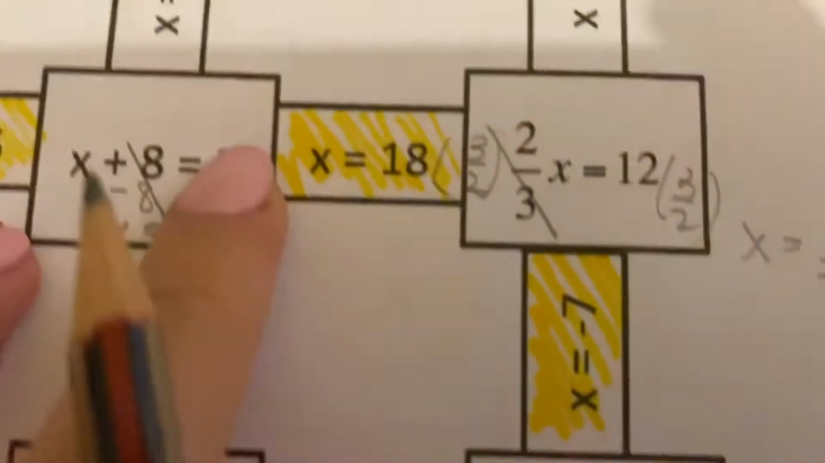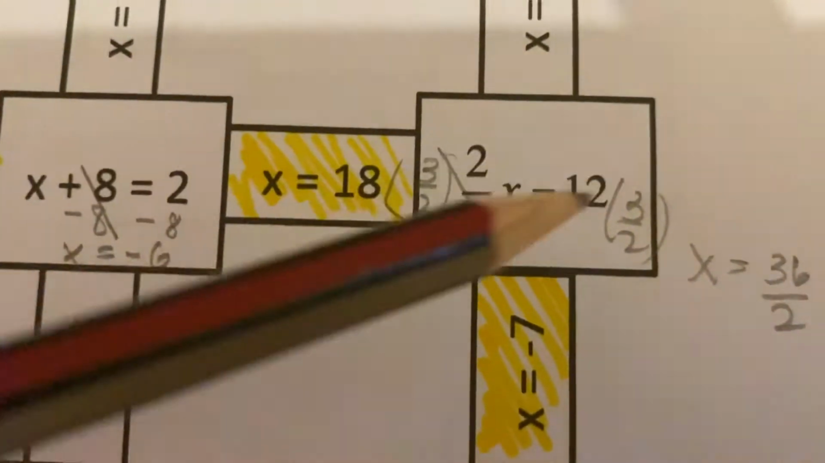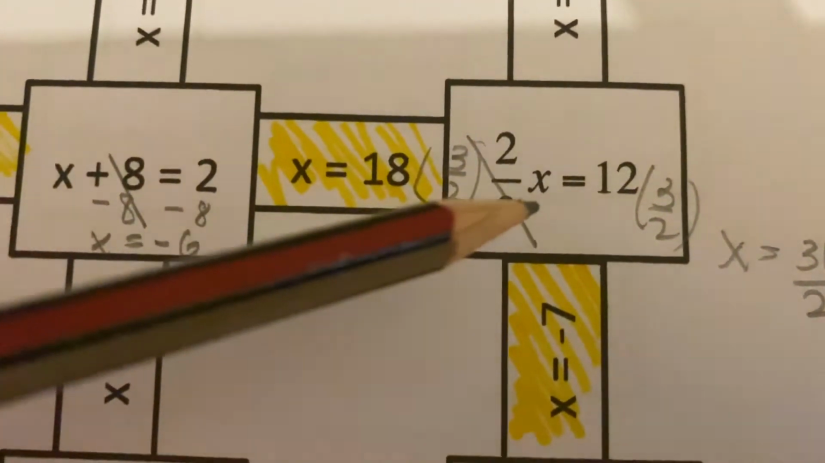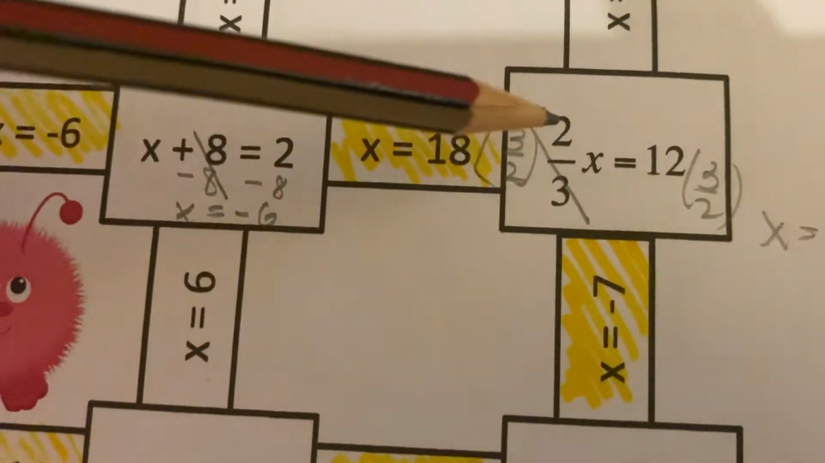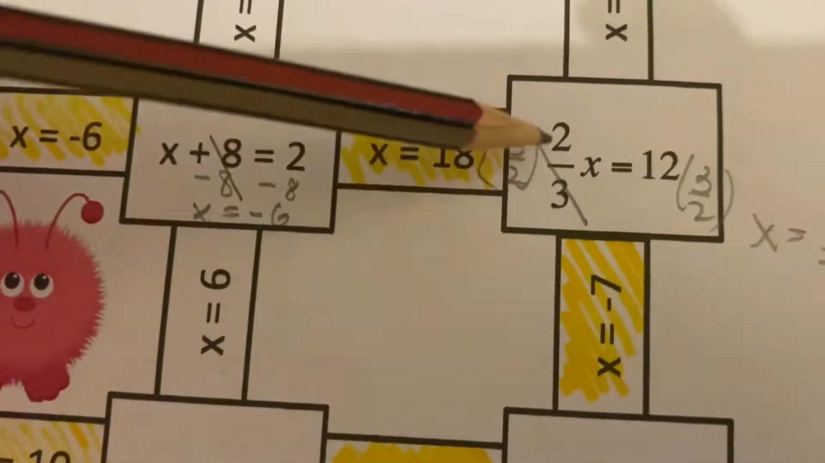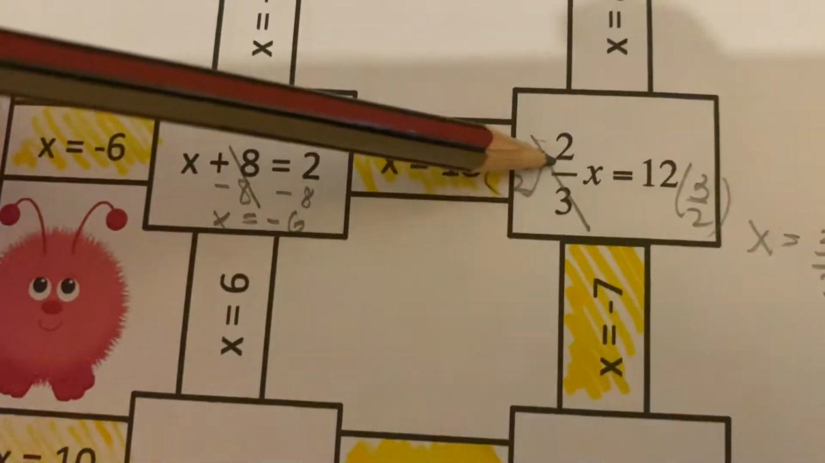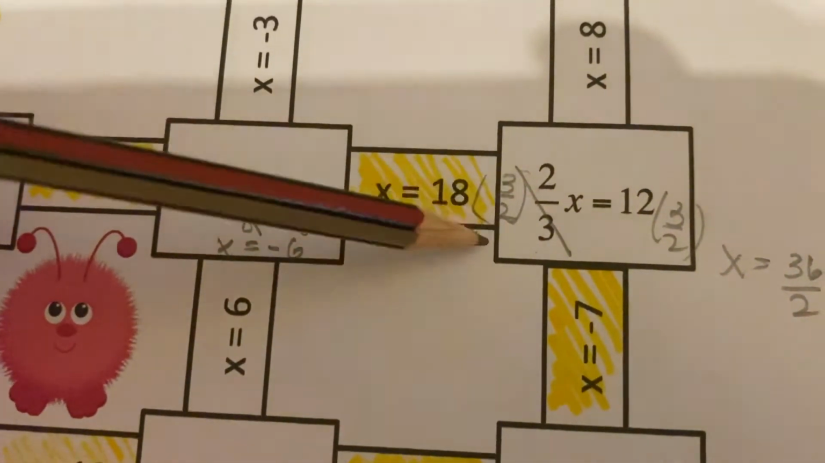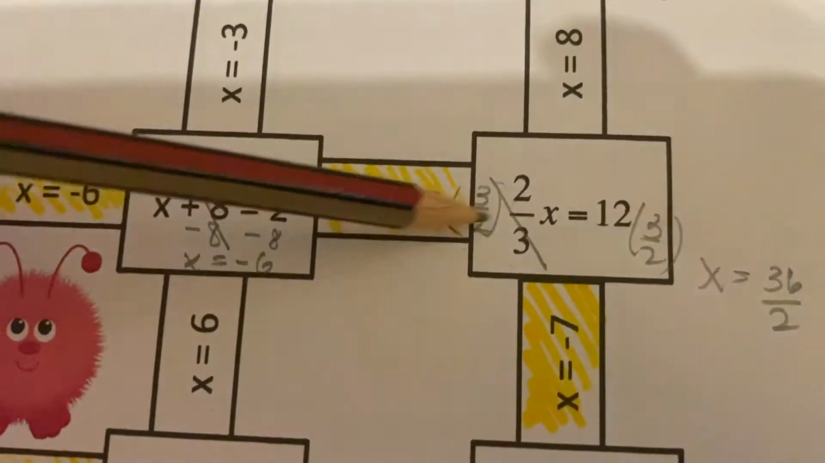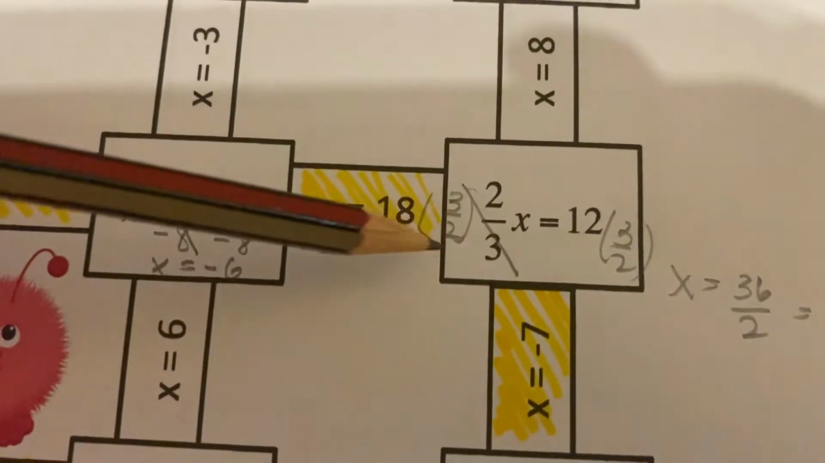Okay, so next problem. Here we have 2 over 3x equals 12. So here we need to do the reciprocal, or the opposite of 2 over 3. So if we do the reciprocal, we flip 2 over 3, it becomes 3 over 2. So we need to multiply each side by 3 over 2.